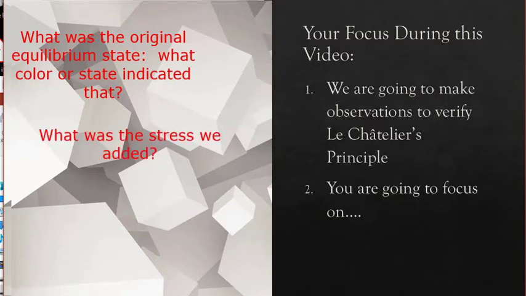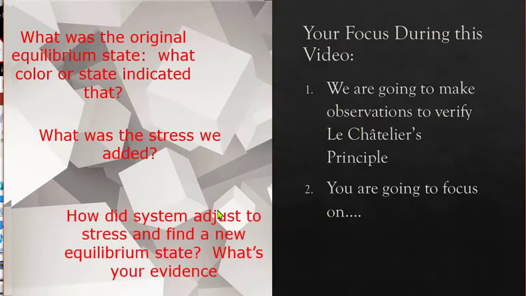Then the technician's going to apply a stress. Pay attention to the stress that's being added. Again, change in reactants, change in products, changing the temperature, changing the volume. You'll see that kind of thing. And then finally, you'll see how the system adjusts to relieve the stress and reach a new equilibrium, which may have different characteristics you'll be able to see by color changes, gases given off, solids showing up or going away, etc.